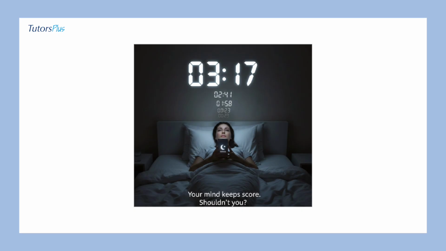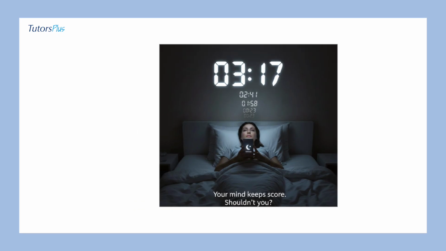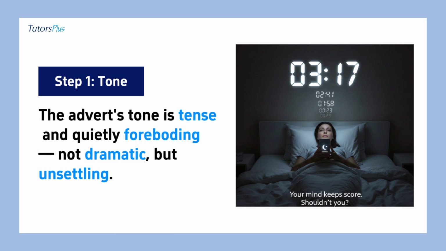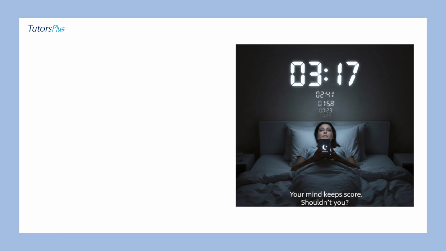So let's try the same example with a visual text. So you can see how T.M.E. applies across the whole paper 1 exam. So we have this insomnia advert. Again, firstly, looking at the tone. The advert's tone here is tense. It's quietly foreboding. It's not dramatic, but it is quite unsettling.